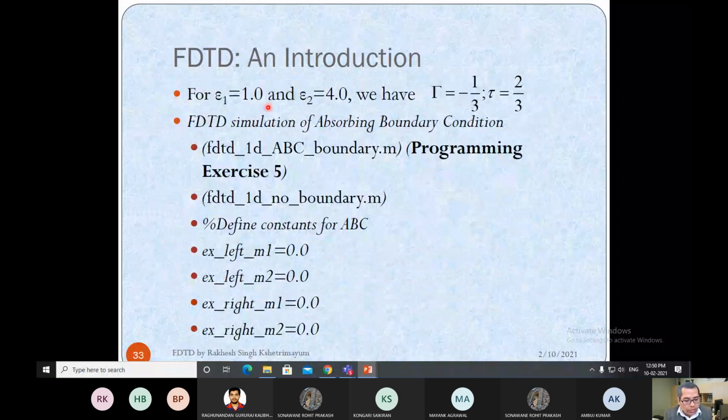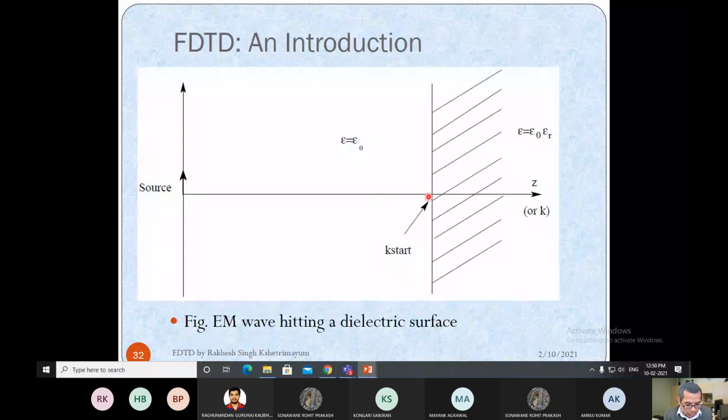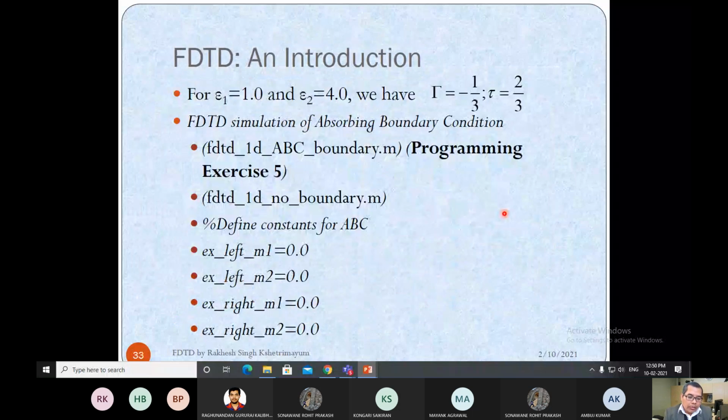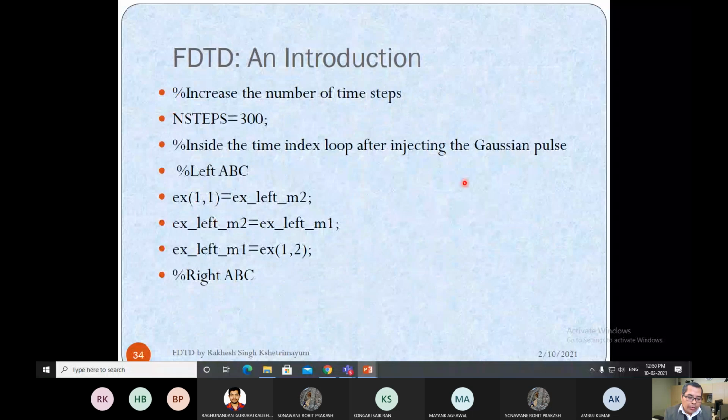Let's say epsilon 1 is 1 and epsilon 2 is 4, gamma would become minus 1 by 3. Gamma being minus 1 by 3 means that for any signal with an amplitude of 1 that you are sending here, 1 by 3 of it will be reflected back with a negative sign. So if your field was pointing along this direction, it will point along the opposite direction. That's why you have a negative sign here. And 2 by 3 of the wave will be propagating inside this region.